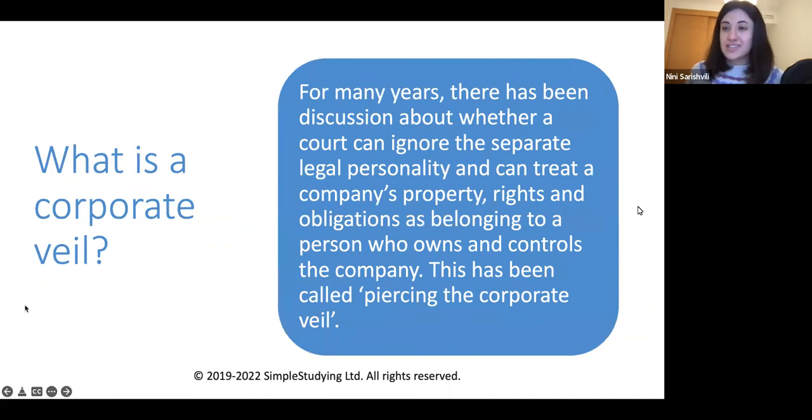Now we need to discuss the corporate veil principle and the situations in which the corporate veil can be lifted. It is very important that you are familiar with this concept, with these legal principles and cases, because there is a high chance that you get an essay question on this topic if you have an exam in company law.